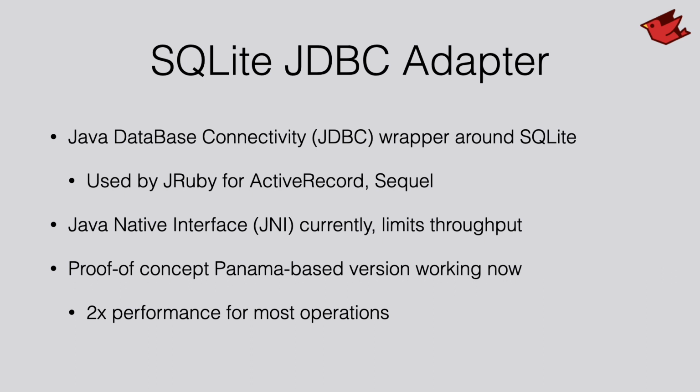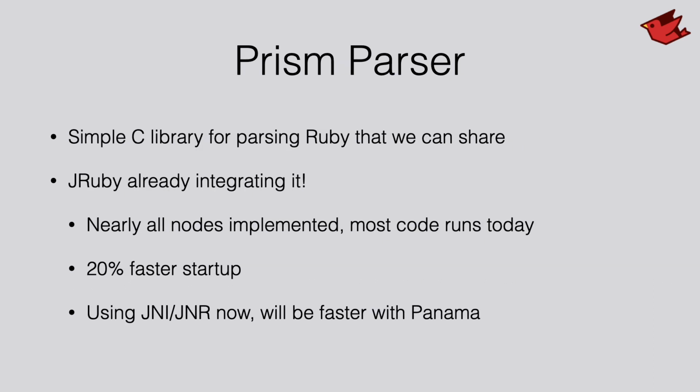You may also have heard of the Prism parser. This is a new C-based Ruby language parser that all of the Ruby implementations can share. We already are working to integrate it. We've got most of the nodes implemented. The vast majority of Ruby language support is already done, and you can actually use Prism on JRuby 9.4. Currently still using JNI and our JNR wrapper around it, but this also will be considerably faster once we hook it up to Panama and use that to call down.